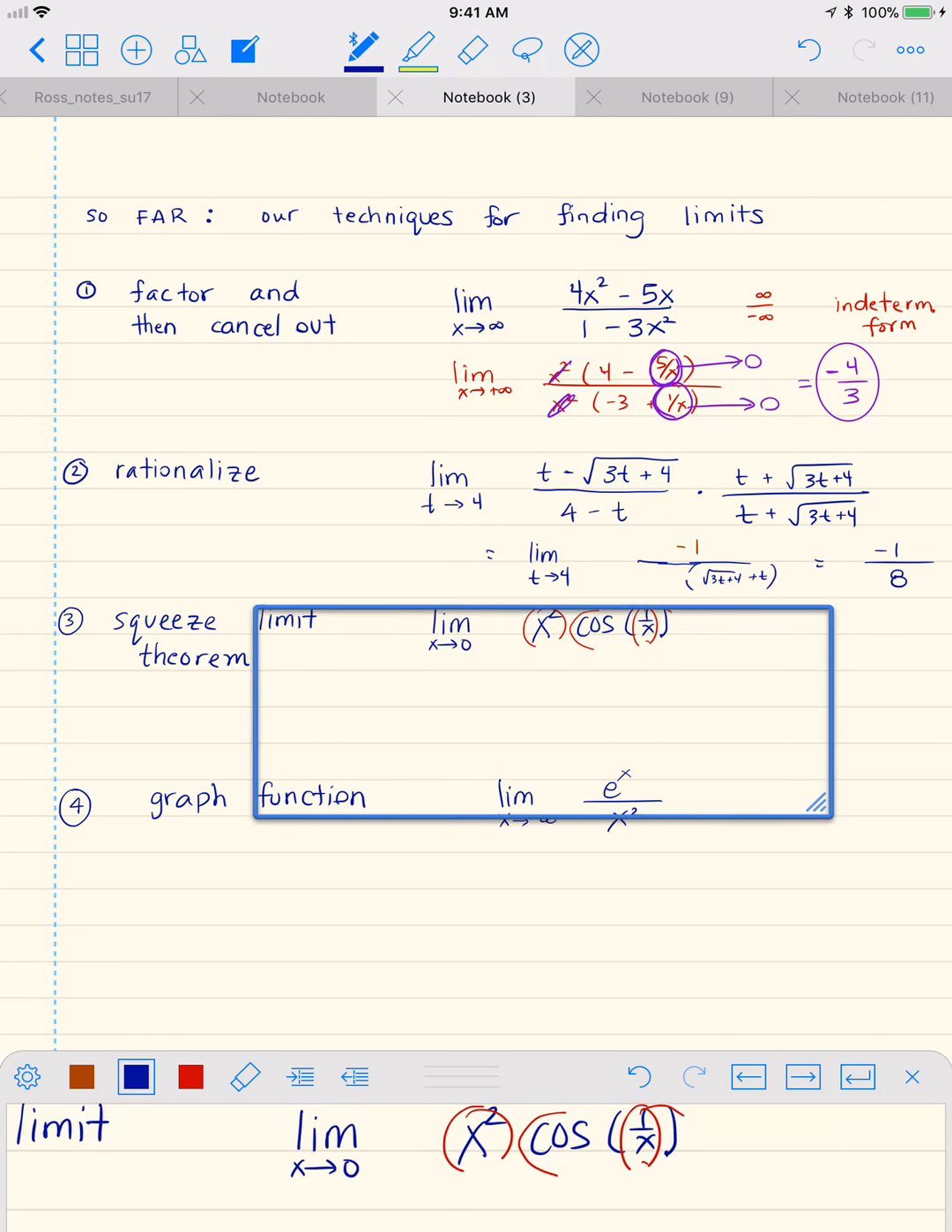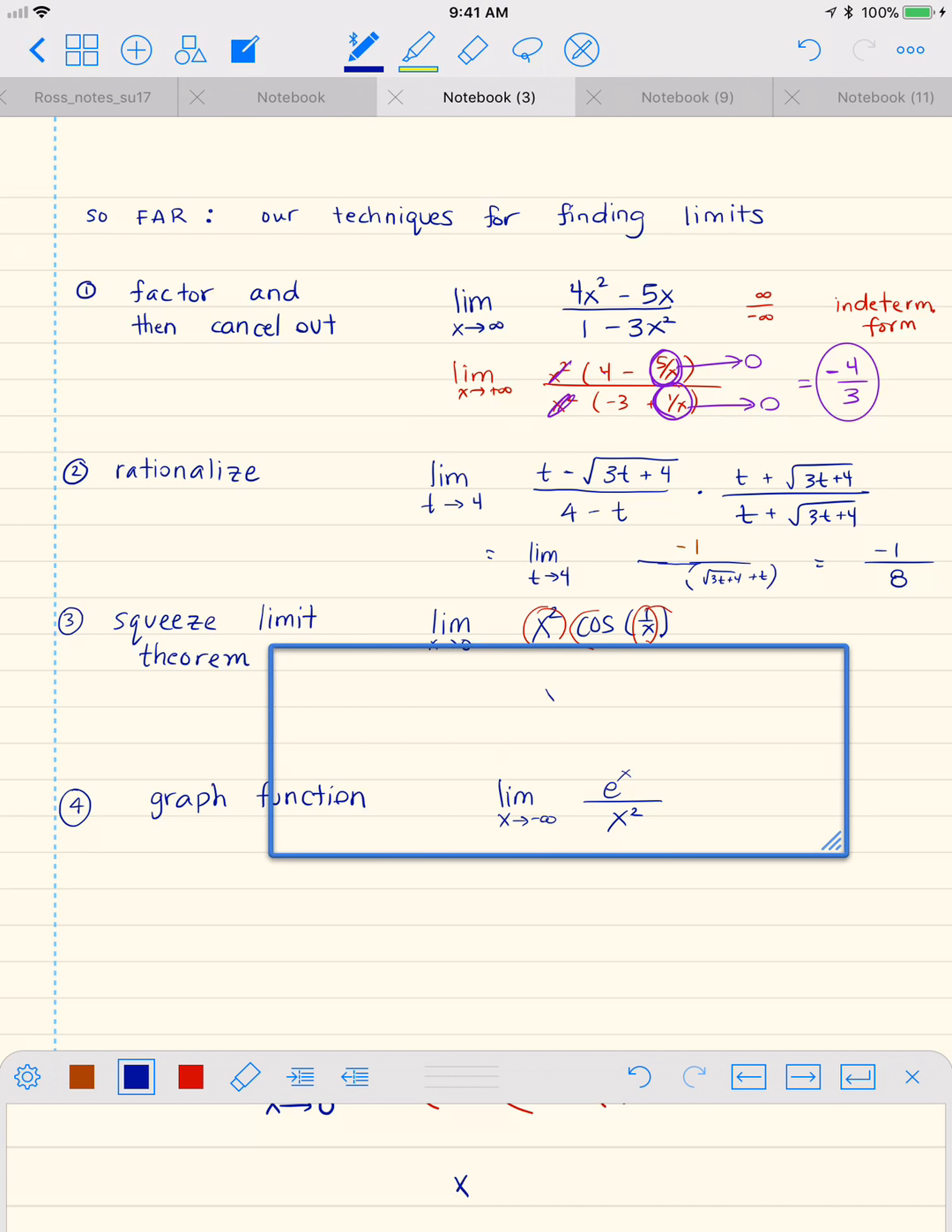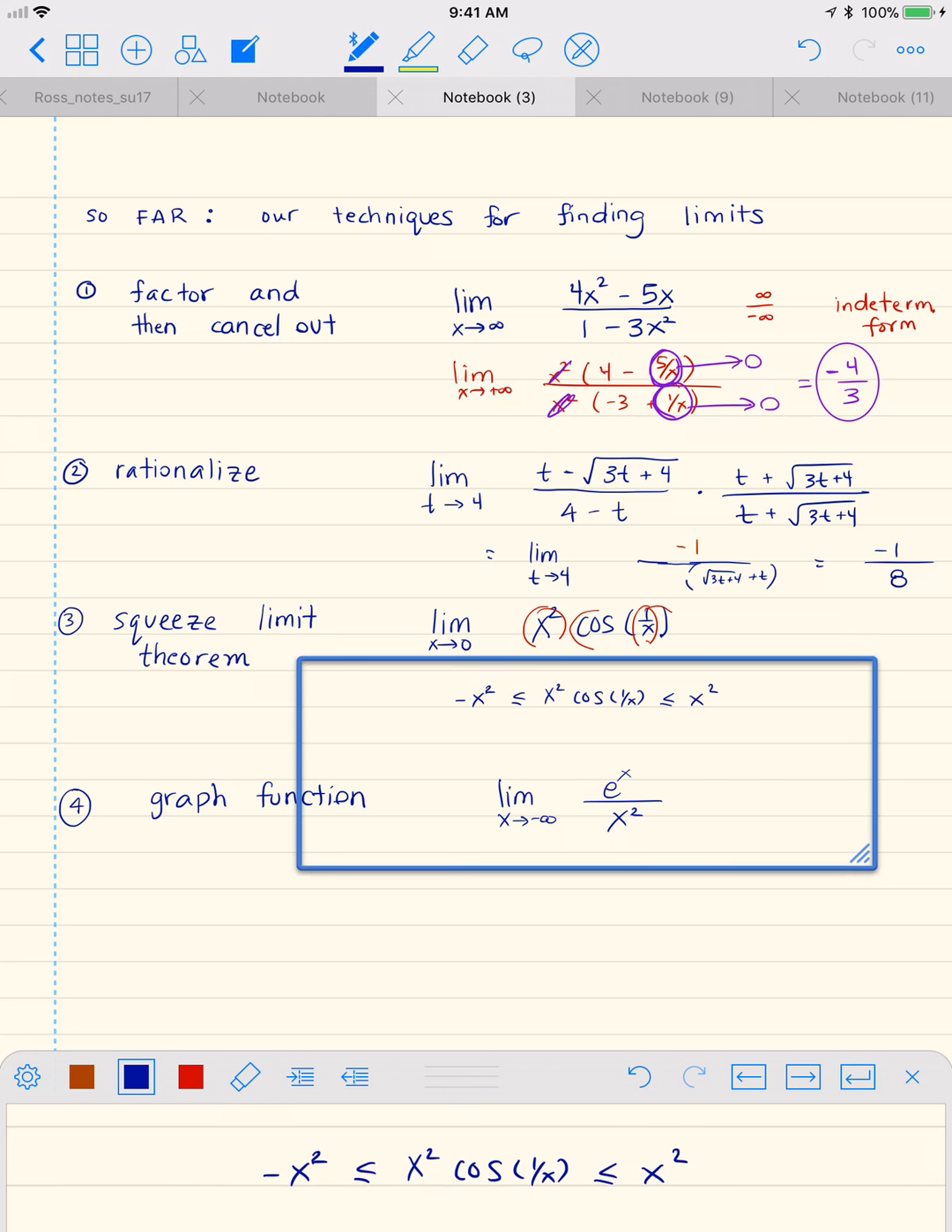And remember, the squeeze limit theorem says if you can take your function and squeeze it in between two functions that you know are approaching the same limit, then you can find the limit of your inside function.